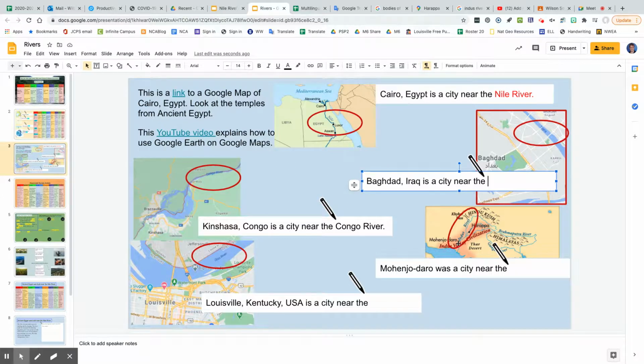Mohenjo-Daro was a city near the, what river does it say in that red circle? And you're going to write that here. Louisville, Kentucky, USA is a city near the, and again, here you see the river that you will write right here.